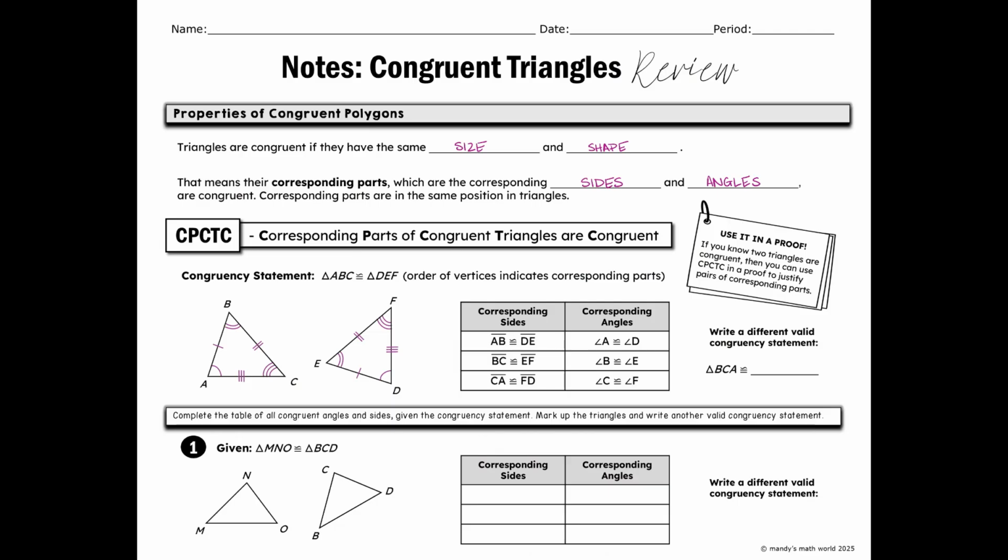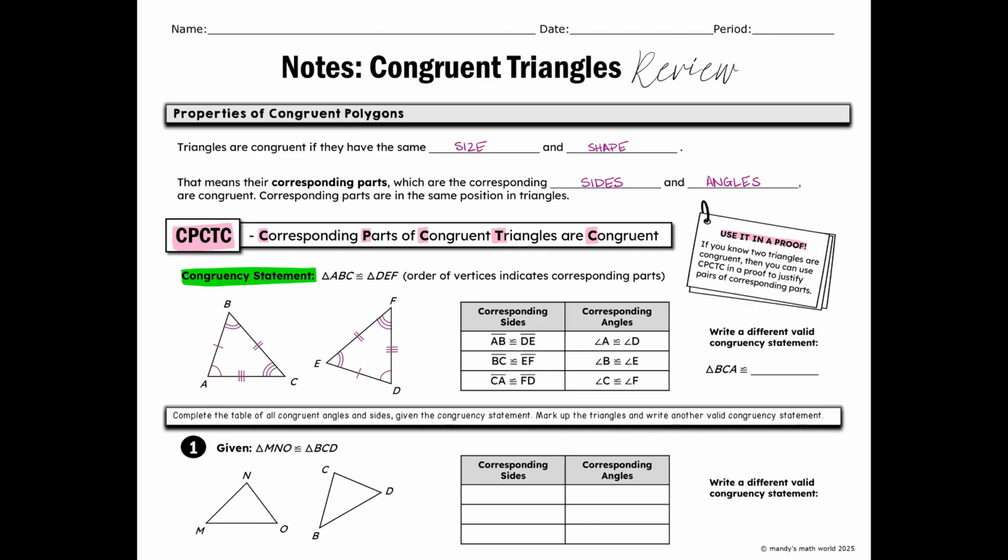Let's talk about CPCTC, which you're going to see over the next several lessons. It means corresponding parts of congruent triangles are congruent. You can use it in a proof. So if you know two triangles are congruent, you can use CPCTC in a proof to justify pairs of congruent or corresponding parts. That means you'll have it in the reasons column.